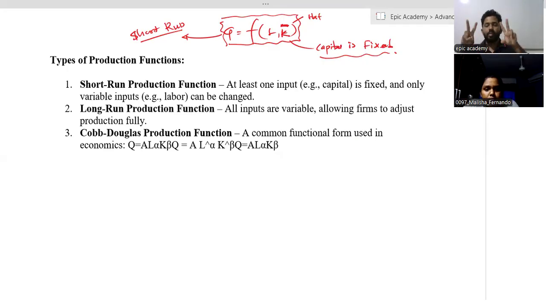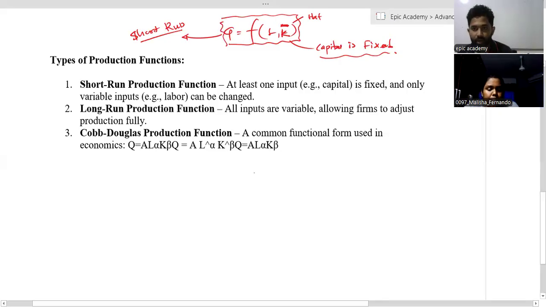We can divide a time period into 2 categories. First one is short run, second one is long run. Okay, I'm going to describe that one. So try to catch up what's the difference between short run and long run. Run means time period. We don't call it time period, we call it run. First one is short run.